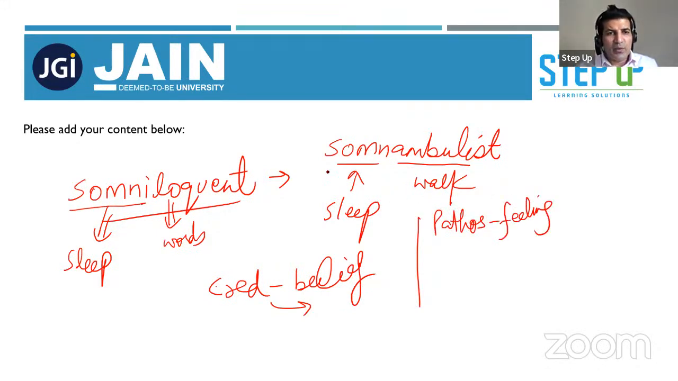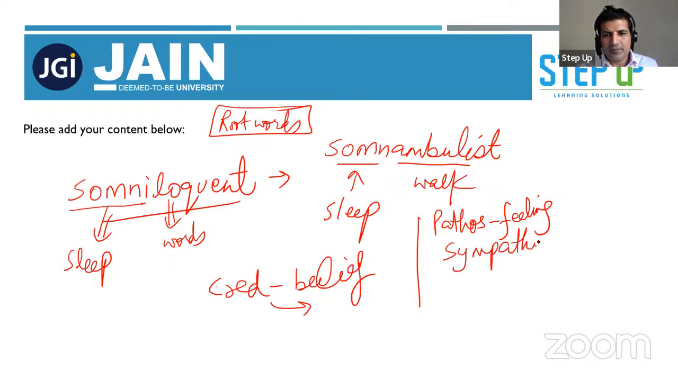So what I would urge you is you should figure out root words and learn some root words. For example, pathos is feeling, like sympathy, empathy, apathy, antipathy. So these words have come from the same root and so on and so forth.